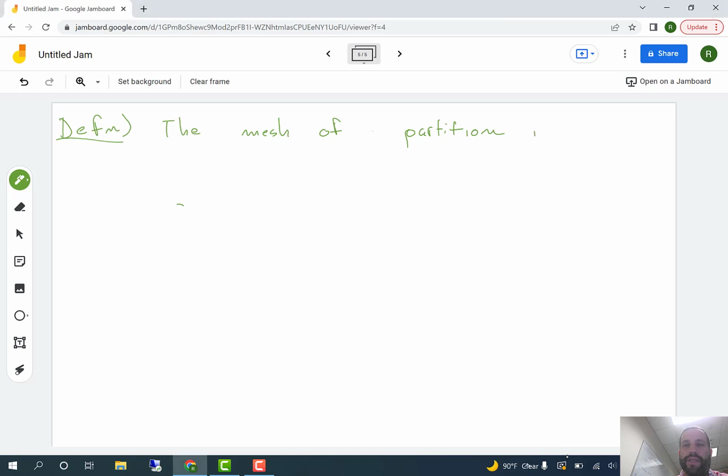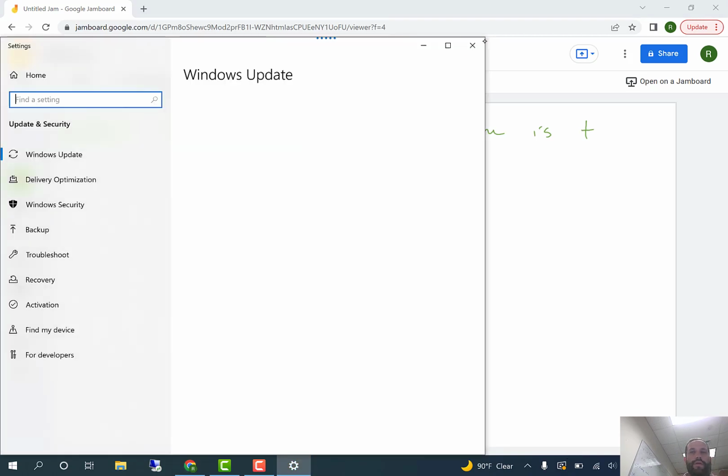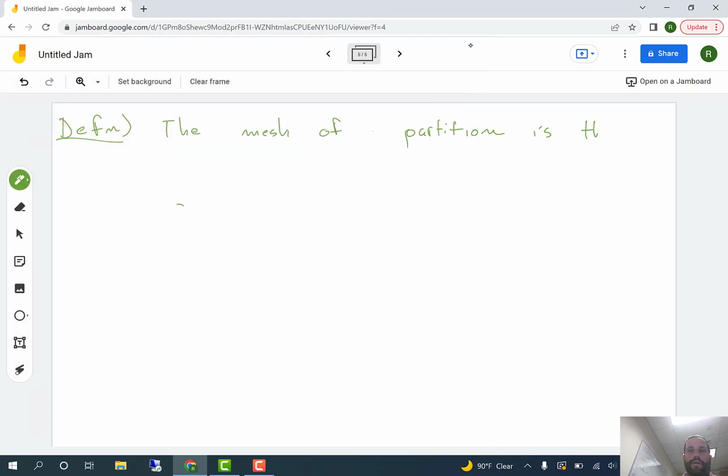The mesh of a partition is the maximum length of the subintervals.